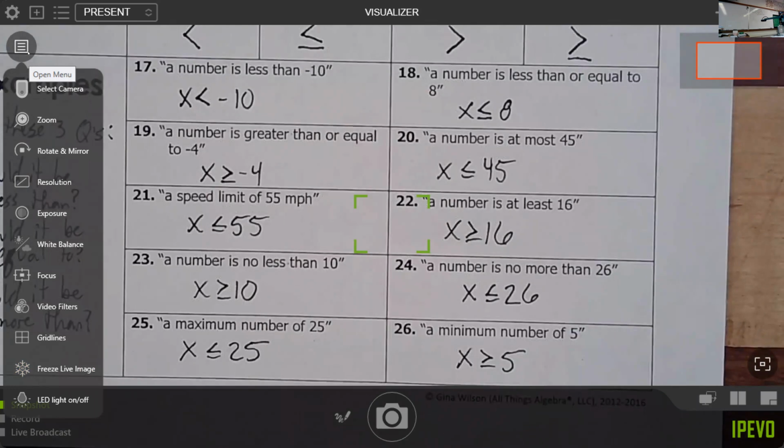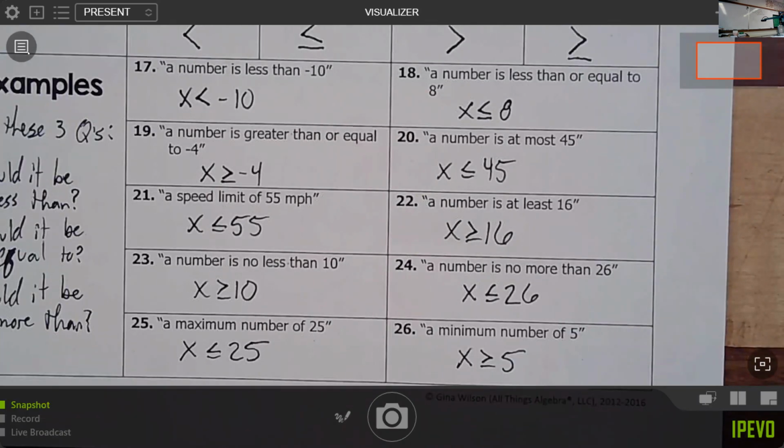So for number 23, we have x is greater than or equal to 10. For 23, x is greater than or equal to 10. So a number is no less than 10.